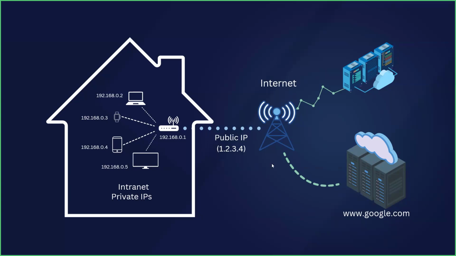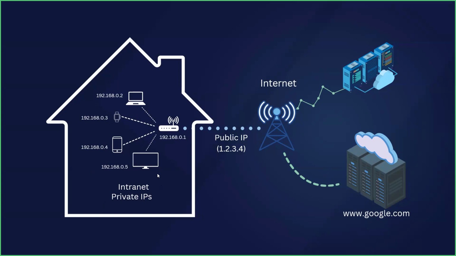So whenever there's communication happening over the internet, over the public network, you need the public IP. In your local area private network or the intranet, you need the private IP. Okay. So public IPs are IPs used to communicate over the internet, okay, over the public network. Private IPs are the IPs used to communicate in your private network or the intranet.